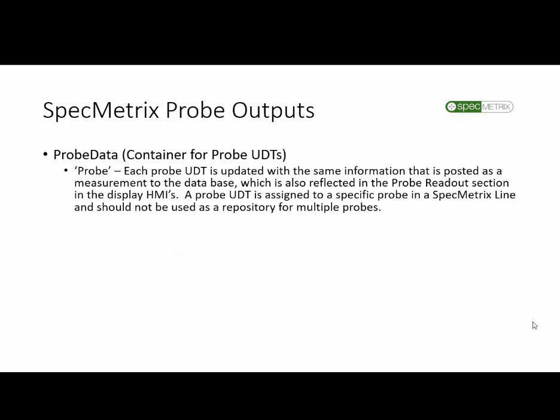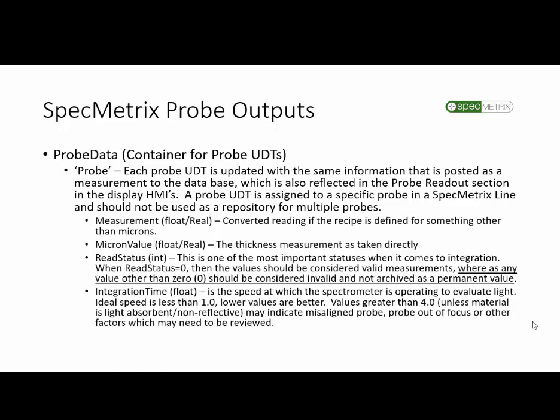For the probe outputs, the probe output container, as far as probe data, holds a number of probes. It can be one probe, especially for traversing systems, but often for our fixed probe inline, it may be 2 or 3 or 4 probes that are contained in this probe container. Each probe gets assigned a name, which is unique to a particular line in the SpecMetrix line. And each probe holds the measurement value, micron value, read status, and integration time. All those values are passed across when the probe is reading.